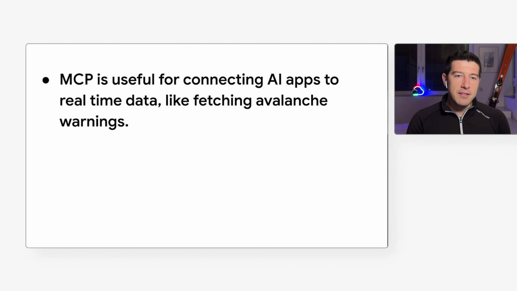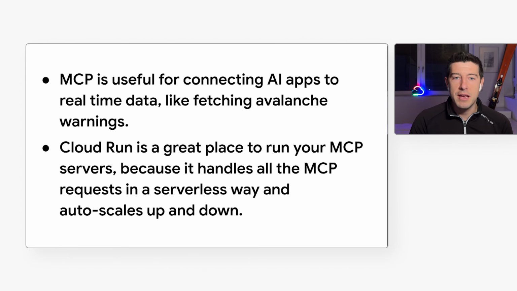Very good. Now let's recap. What are the main takeaways here, Christoph? I have two. MCP is useful for connecting AI apps and agents to real-time data, like fetching avalanche warning data. Second, Cloud Run is a great place to run your MCP servers because it handles all the MCP requests in a serverless way and auto-scales up and down automatically.